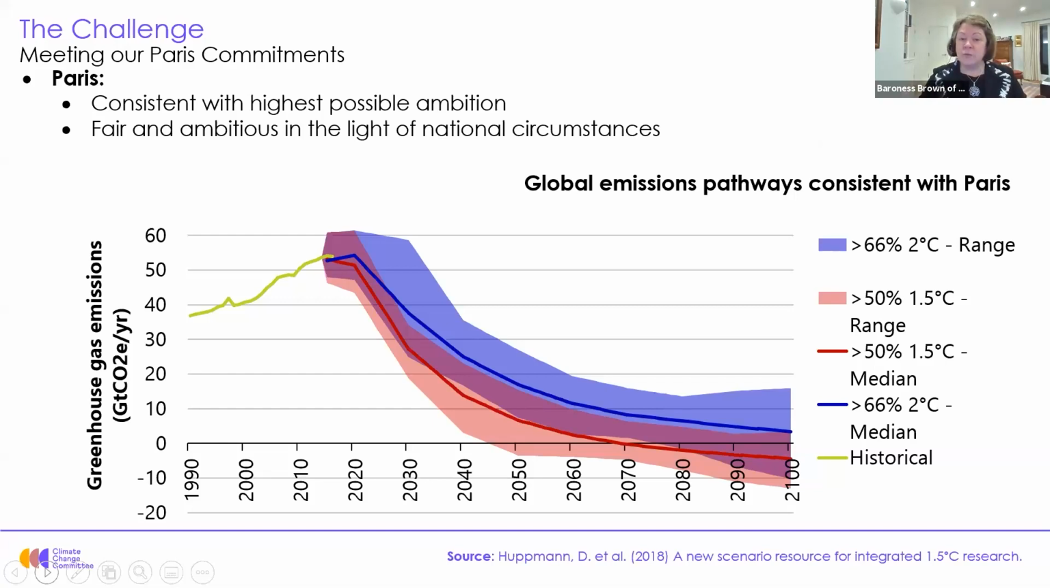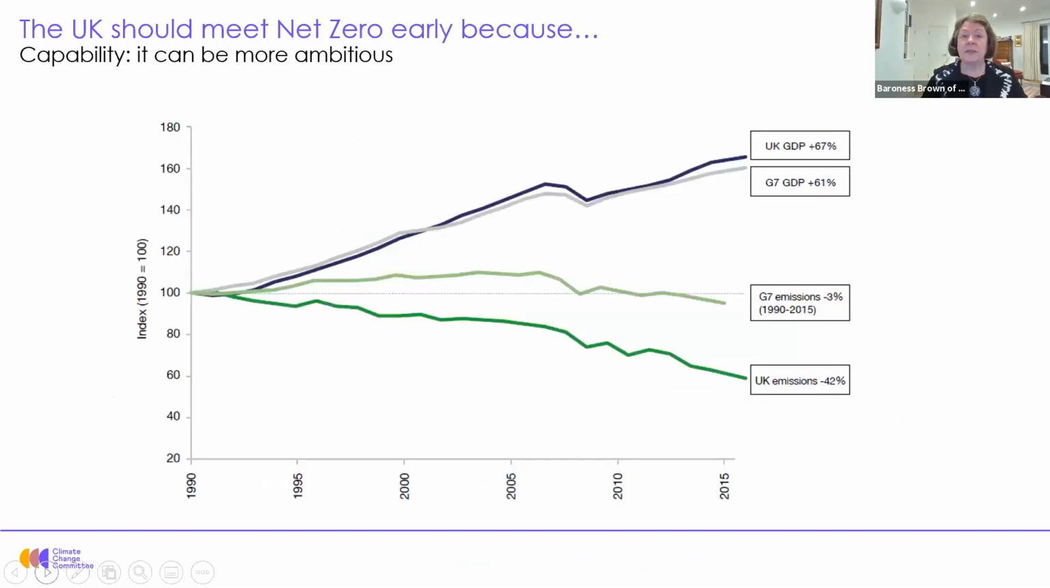So why have we gone for this earlier date of 2050? And indeed, why are so many of the rich countries focusing on 2050? Well, the Paris Agreement was all about the highest possible ambition in the light of national circumstances. So the Paris Agreement recognized that rich developed countries should be reducing their emissions faster than the developing world. And the UK clearly is a rich developed country that has demonstrated that it can be more ambitious.